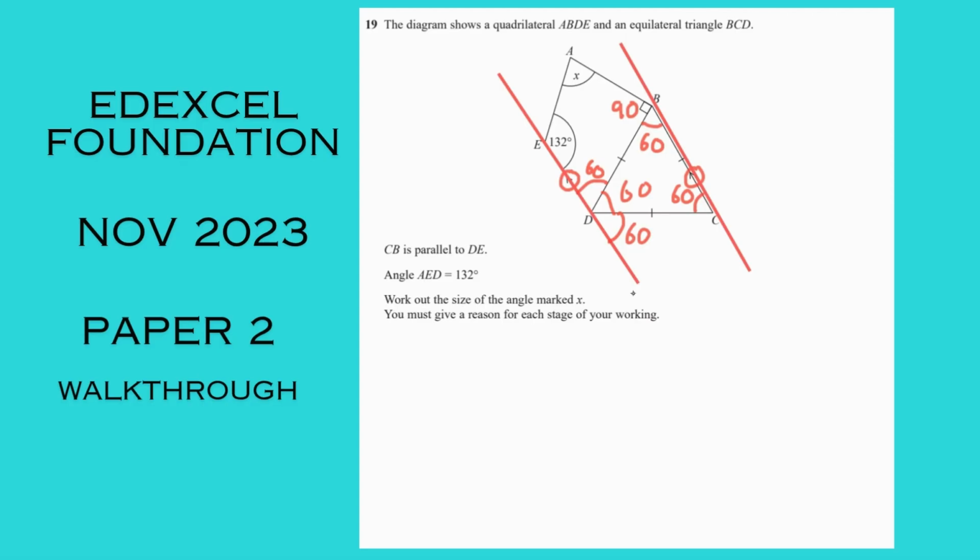And to finish off, angles in a quadrilateral make 360 degrees. So 360 minus the 90, minus the 132, and minus the 60 gives you your final answer of 78, as long as it's supported with valid reasons.